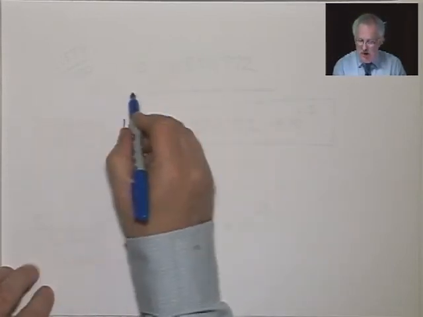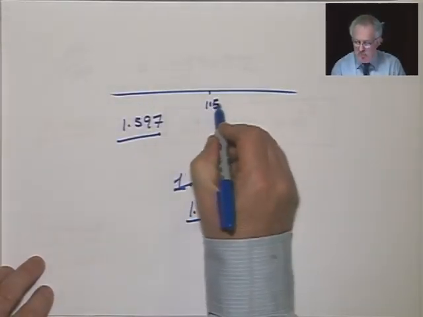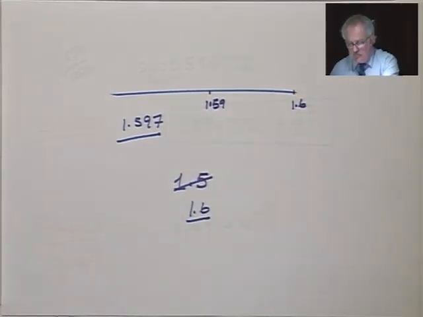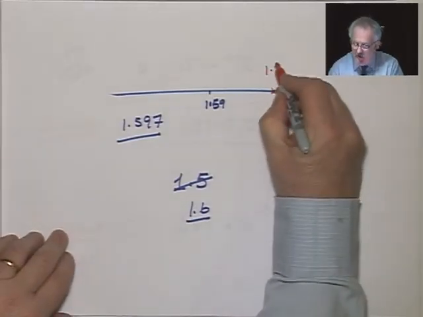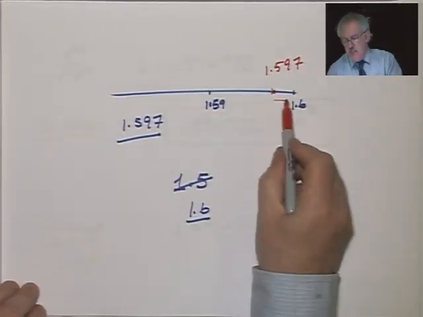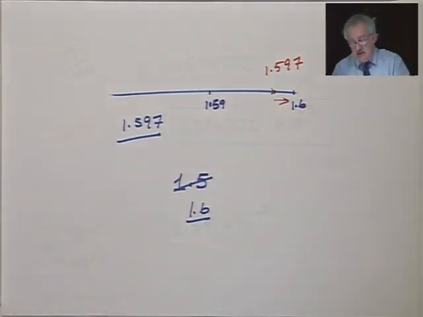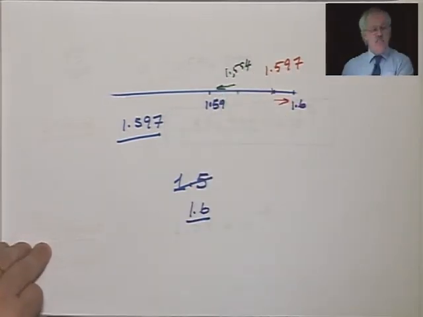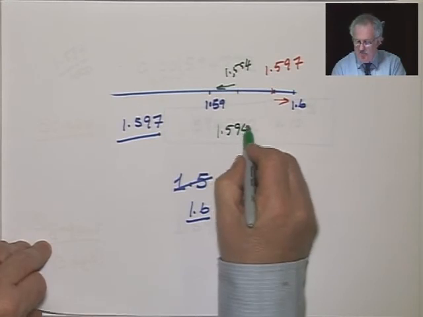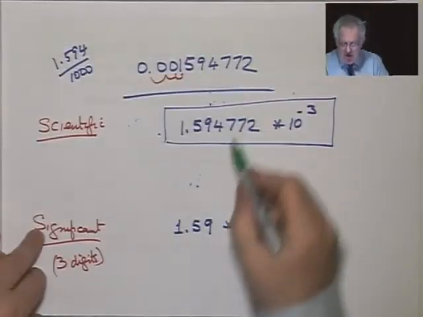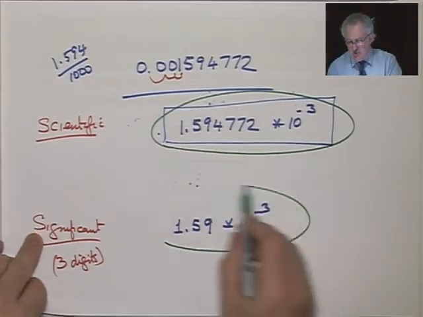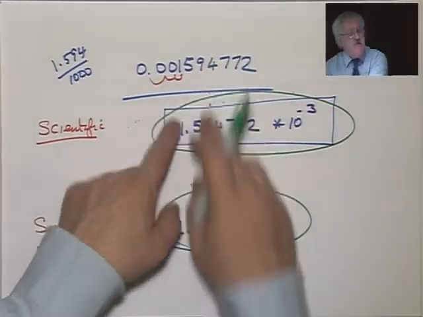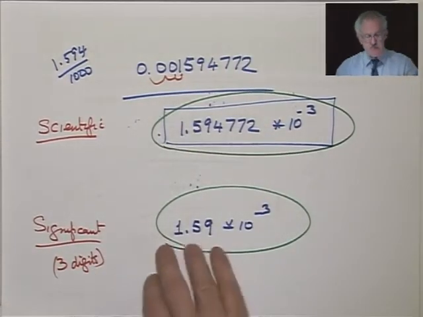So you'd imagine on the number line you'd have your 1.59, 1.6, and here we have our 1.597. And that will be rounded up there. Whereas the previous one we had, 1.594, was rounded back. So as we saw, 1.594 was rounded to 1.59. But had we chosen a higher number than the 4 there, we would have had to round up.